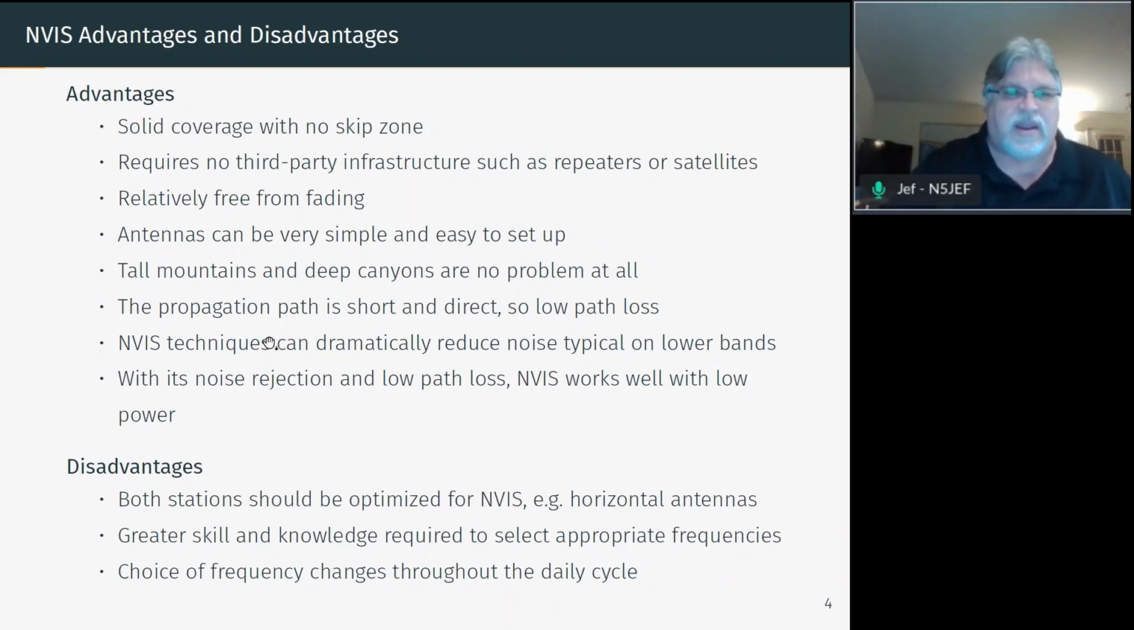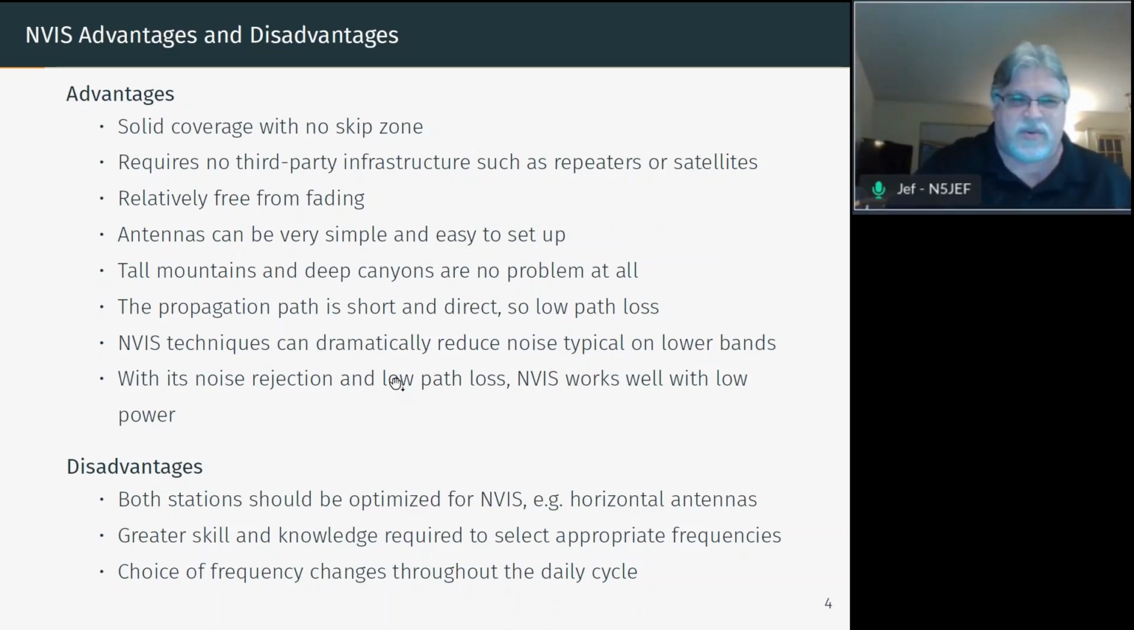If you ever listen on 80, 40 meters, you'll hear thunder crashes, lightning crashes, especially in the summer. And with the right NVIS setup, you minimize that kind of noise, which is typically 1,000 or more miles away, and you emphasize signals which are coming from only a few hundred miles away. Low noise, with its noise rejection and low path loss, it'll work very well with low power. The military uses man packs with, say, 30 watts, works very well. You really never need more than 100 watts.